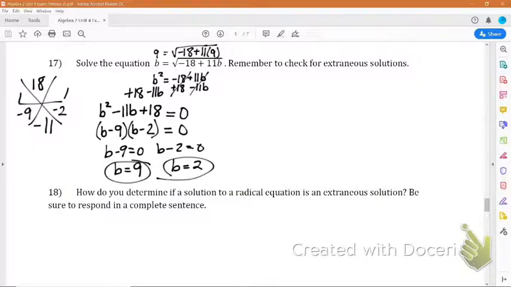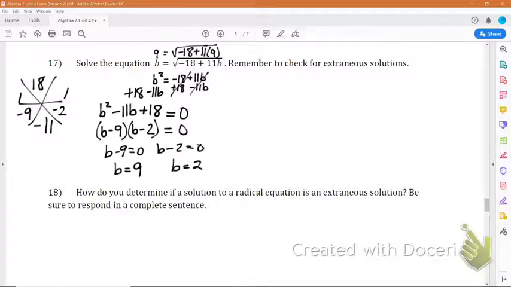Neither one is extraneous. So for question 18, how do you determine if a solution is extraneous? When you fill it back in. So if you plug it back into the original equation and you get a false statement, it's extraneous. Since we plugged 9 in and we got a true statement that 9 equals 9, that one's not extraneous. Same thing happens if you do 2.